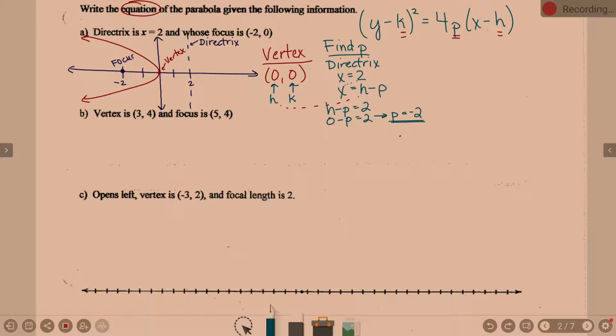You guys make that work for you one way or another? Okay, and again, this is one of those things. Some people will like the drawing. Some people will like just doing the algebra.